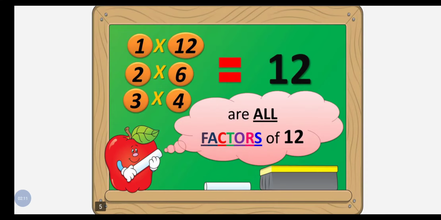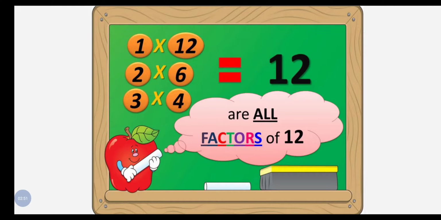And factors help us to arrange things in different ways. For example, here I have taken the number 12. As you can see here, I have arranged the factors of 12 in different ways. All these are the factors of 12. For example, 1 multiplied by 12, 2 multiplied by 6, 3 multiplied by 4. Similarly, we can arrange it as 12 multiplied by 1, 6 multiplied by 2 and 4 multiplied by 3. And this is how we can arrange the factors in different ways.